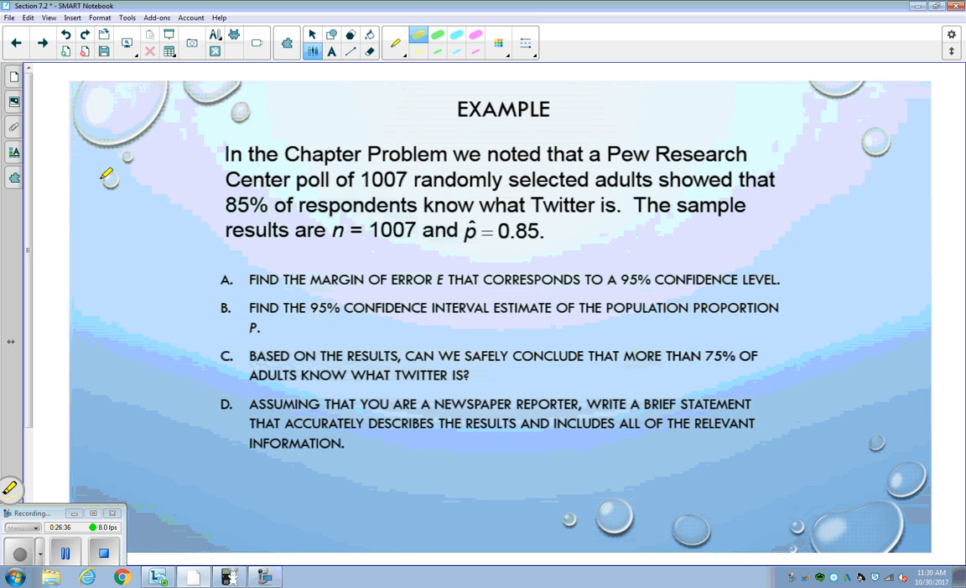Okay, so we go back to that problem about 1,007 randomly selected adults showed that 85% of the respondents know what Twitter is. So n is 1,007, p hat is 0.85. Find the margin of error that corresponds to a 95% confidence level.